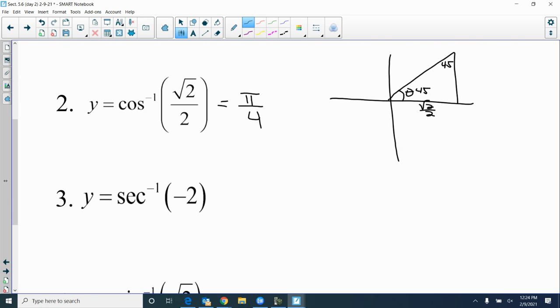All right, inverse secant of negative 2. Well, we don't have any inverse secant. So we just think about it in terms of cosine. So y equals inverse cosine of negative 1/2. All right, think about that. Ooh, I want to see what you come up with. Inverse cosine.